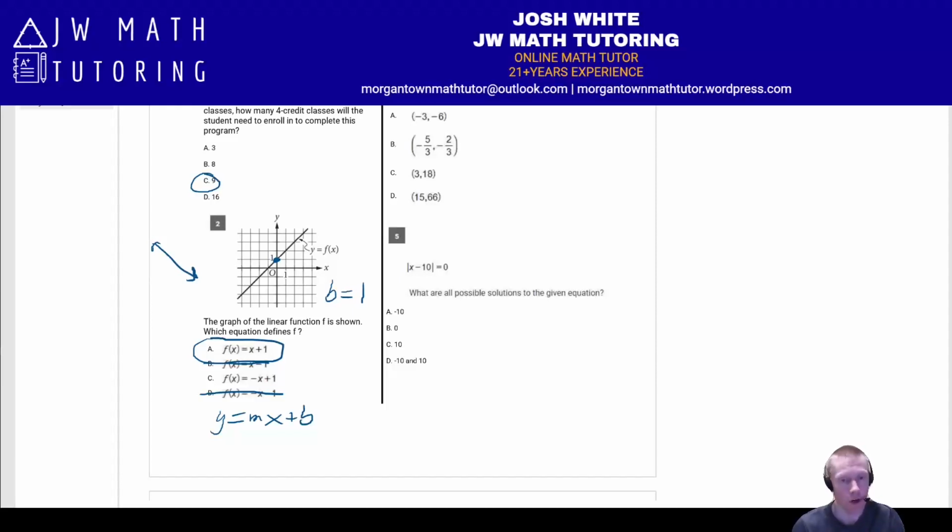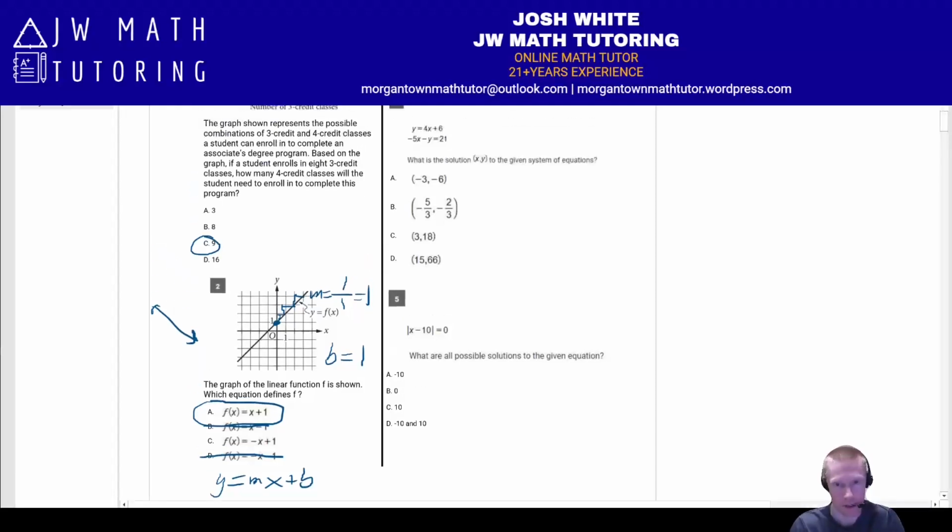You could also count the slope out just to verify or confirm. You start here, you go up 1, right 1, up 1, right 1, up 1, right 1. So that would be 1 on top for the up, positive 1 on bottom for the right. So 1 over 1, which is just 1 for the slope. But technically, you don't need to figure that out. So again, the correct answer is A.